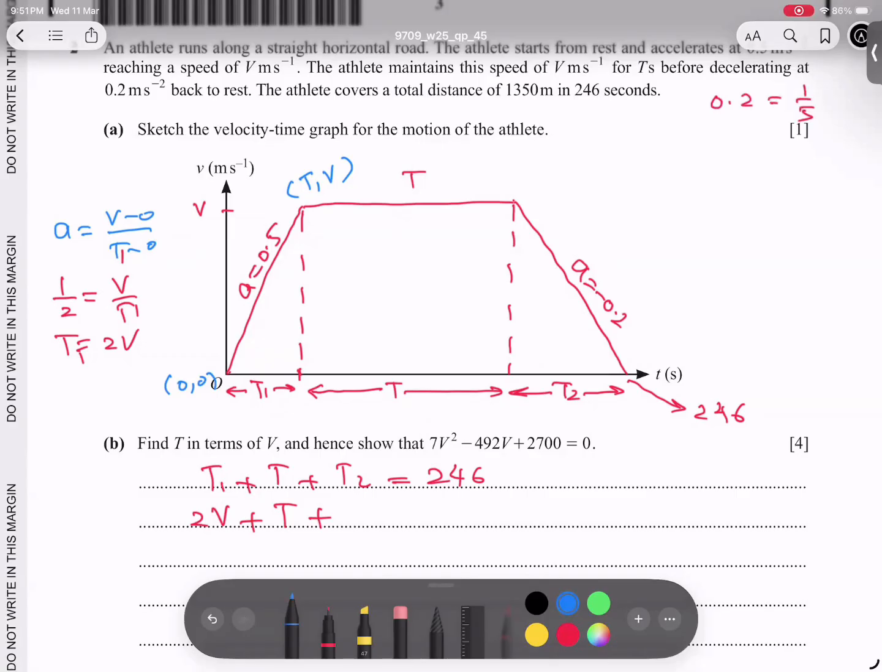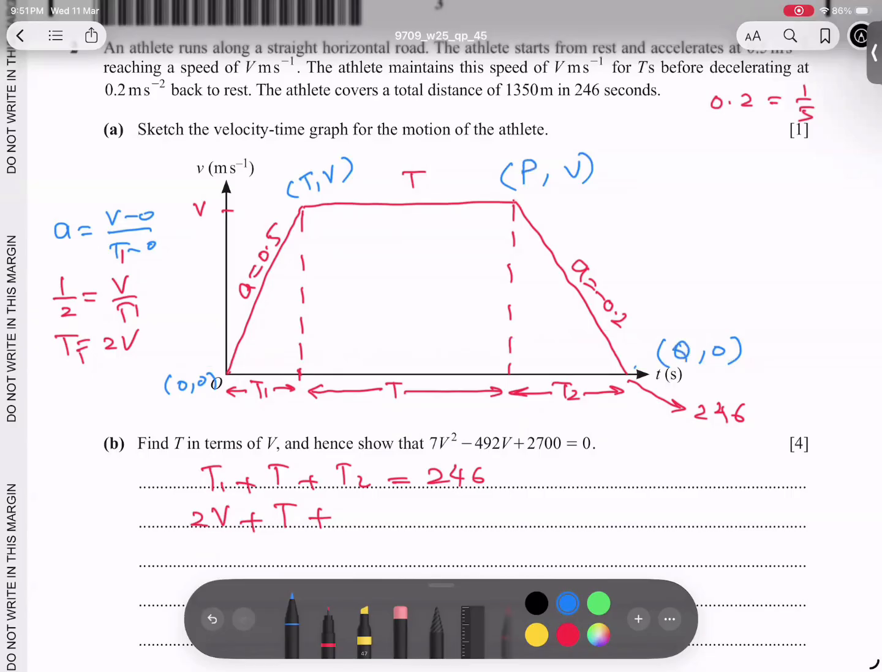What are the coordinates here? This is the difference of the times. I can tell you what the velocity is here. Velocity is 0. What is the velocity here? It is v, we can see from here. And what velocity here? 0. And I just label here P and Q.